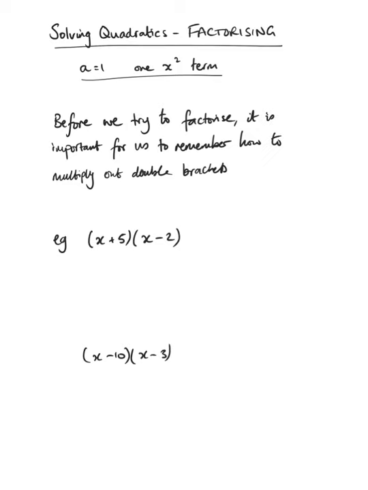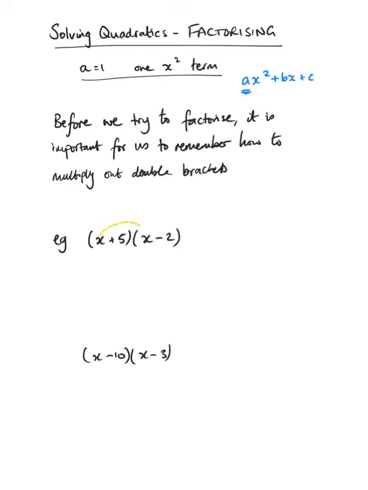Now at the moment we're going to have 1x squared term. We say that a equals 1 because if you remember, any quadratic can be written ax squared plus bx plus c. So what we're thinking about with these questions at the moment is that the a value is 1. We're having 1x squared. Now before we start factorising, it's important that we're able to multiply out double brackets so we can remember that structure.